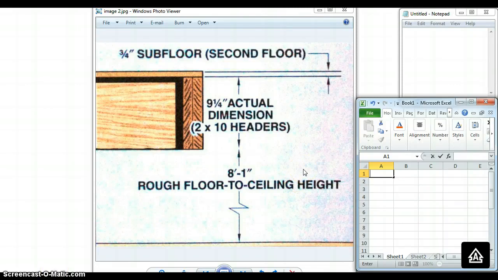Hi, to get a head start on next week's lesson, I want to teach you how to calculate riser height and tread width for a straight flight stair stringer. And first thing we have to do is calculate the total rise.